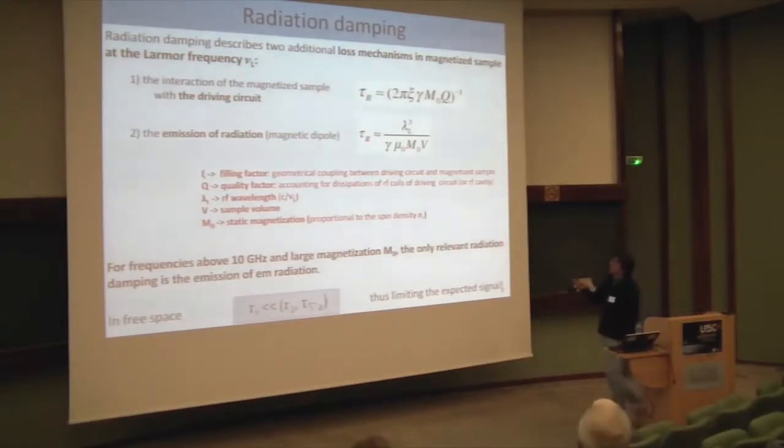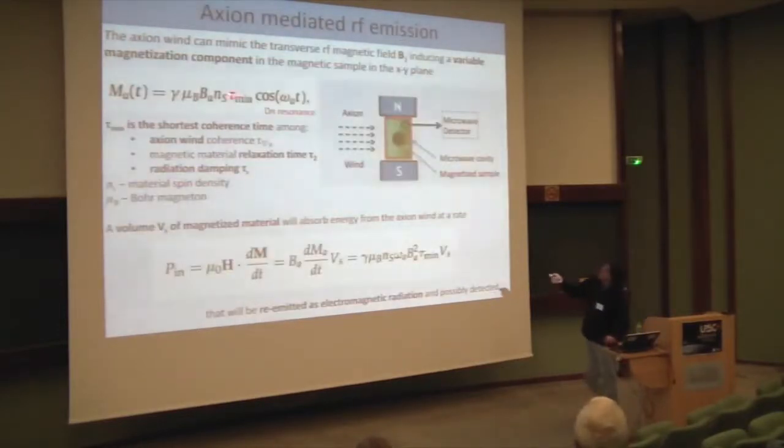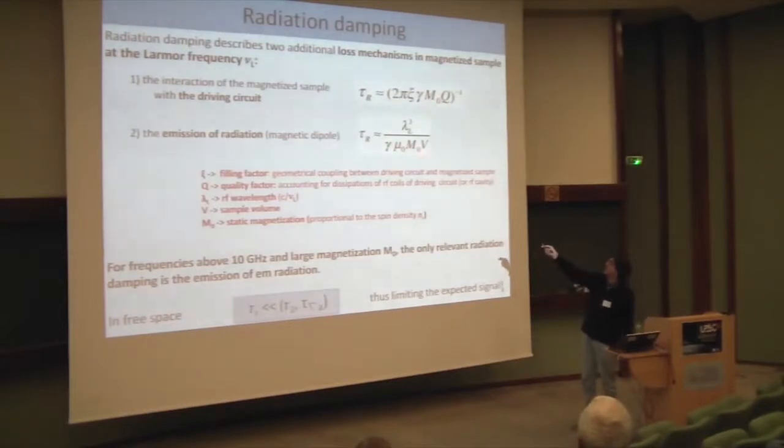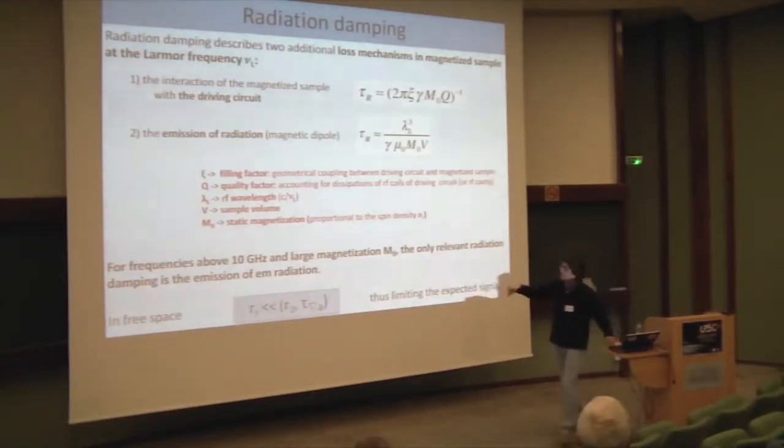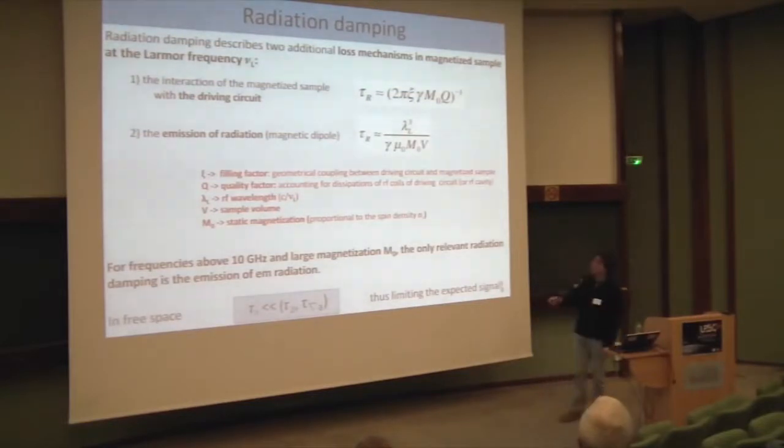And you can see here that your power depends on the volume of the sample and the total magnetization, which is the number of spins. But the radiation damping time is actually the opposite. So if you increase the magnetization and the volume, you will reduce the radiation damping time. So you will kill your signal in a sense. If you go to frequencies above 10 gigahertz and for large magnetization, this time is really limiting your signal. It is of the order of nanoseconds.